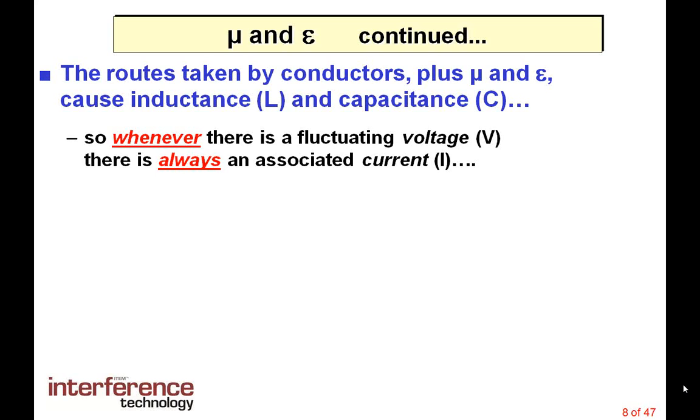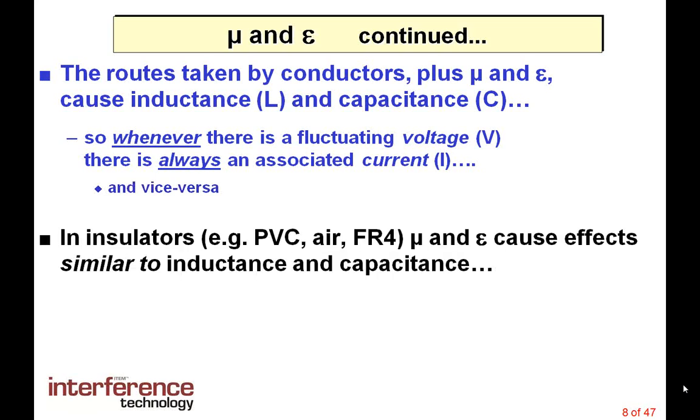whenever we have a fluctuating voltage, we always have a current associated with it. It's not possible to have a fluctuating voltage without a current. And it works the other way around too. If we have a fluctuating current, an AC current, there's always an AC voltage, a fluctuating voltage associated with it. It's not possible for us to have an AC voltage or an AC current on their own.